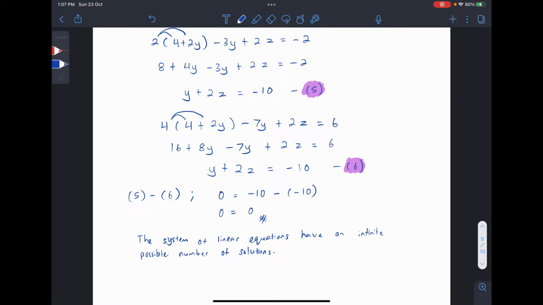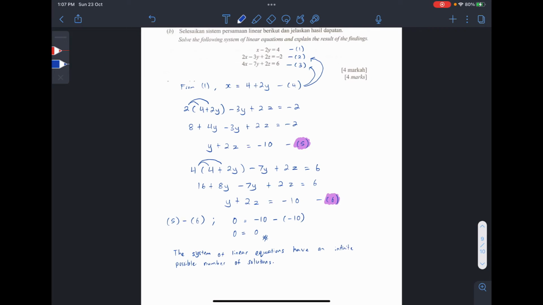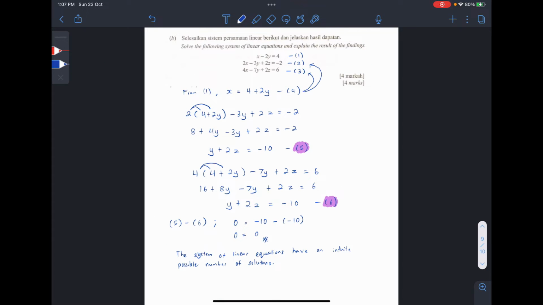So remember, guys, when you get 0 equals 0, you have an infinite number of possibilities over here. And that is how you do question number 4b. So we are moving on to question number 5 right now.